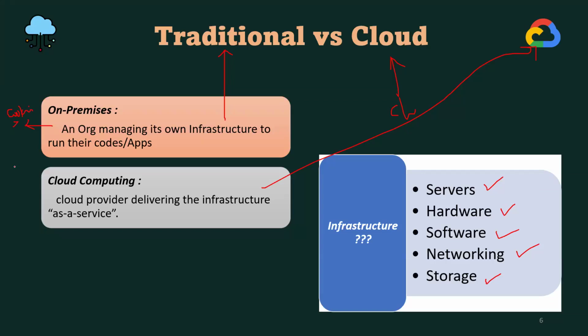If you are having food at a restaurant, or ordering food from the restaurant, that is what I call the cloud. So that is a simple difference if you wanted to understand. So this is how you have traditional versus cloud, guys.